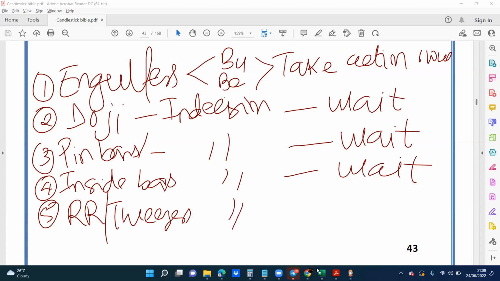Again, they are indecision candles, and then we wait. Can you guys see the majority of what we do in trading is waiting? And I must tell you here, if you are new to trading or if you are just midway into trading, trading is a boring career path. You spend more time waiting than trading.